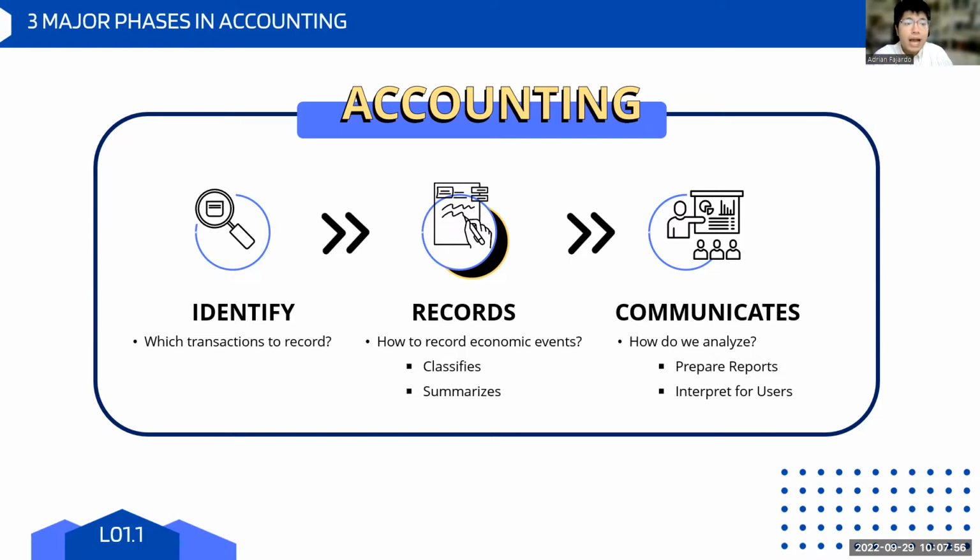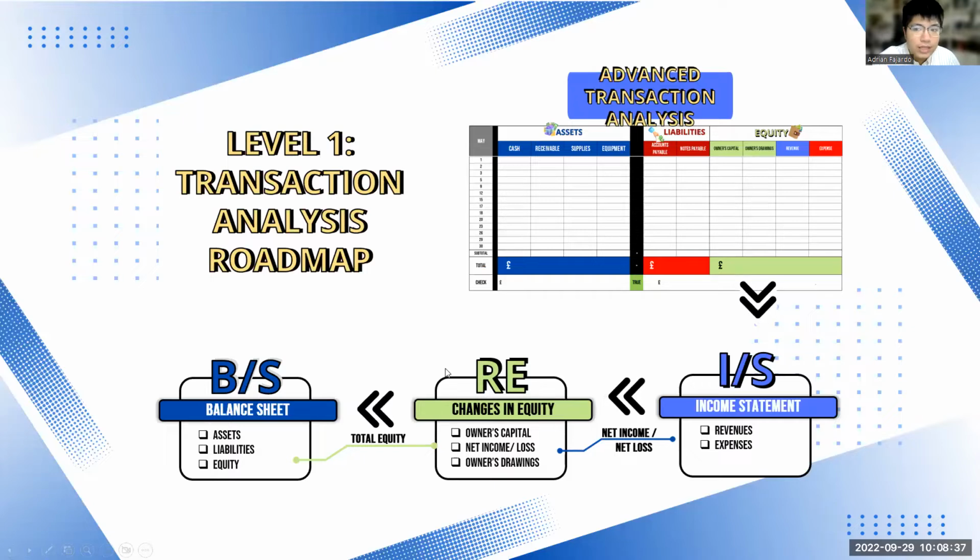The second phase is how to actually record these economic events. We classify them into different journal entries and then summarize them into our ledger accounts, in our T accounts, and ultimately summarize them into our trial balances, be it unadjusted or adjusted. And then by using our trial balance, we're able to communicate the important information in the form of financial statements: your income statement, your statement of changes in owner's equity, and ultimately your statement of financial position, or your balance sheet.